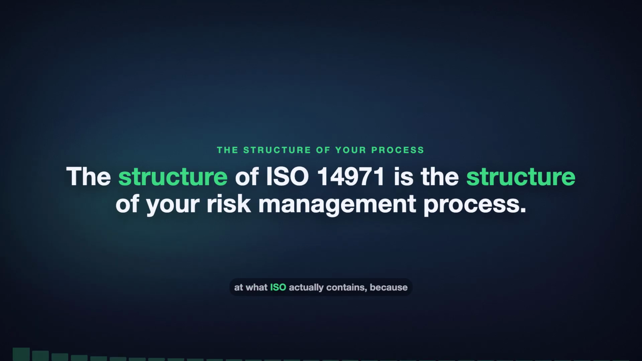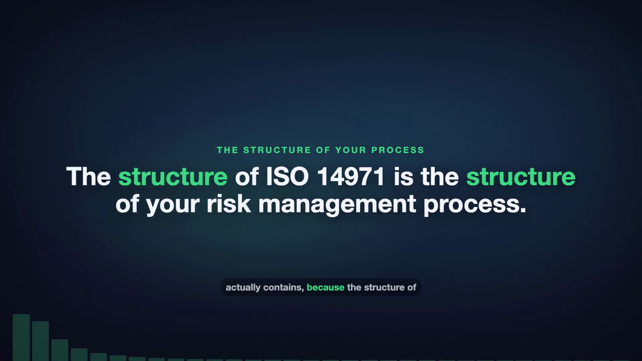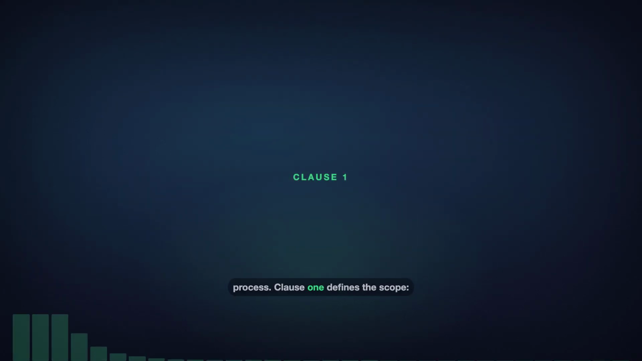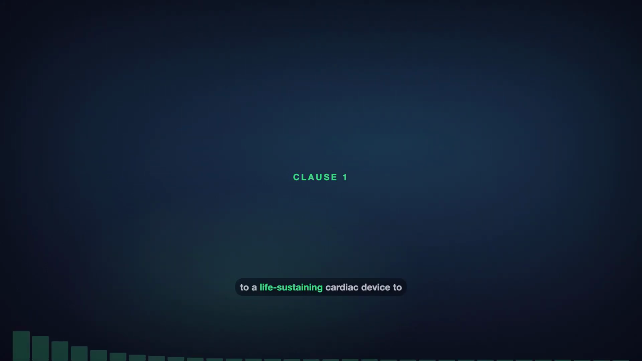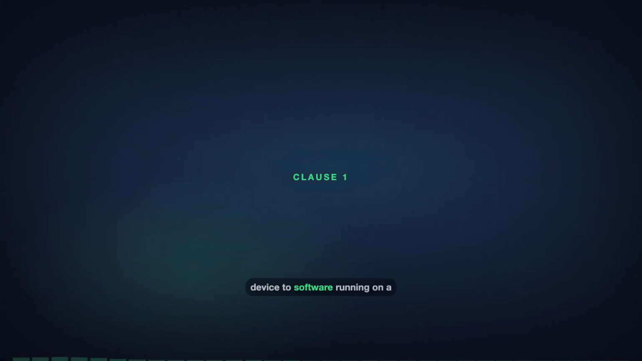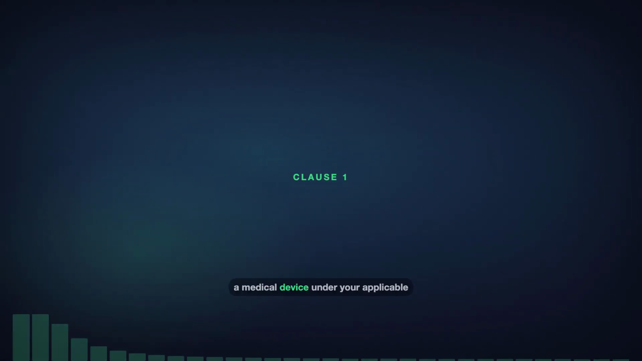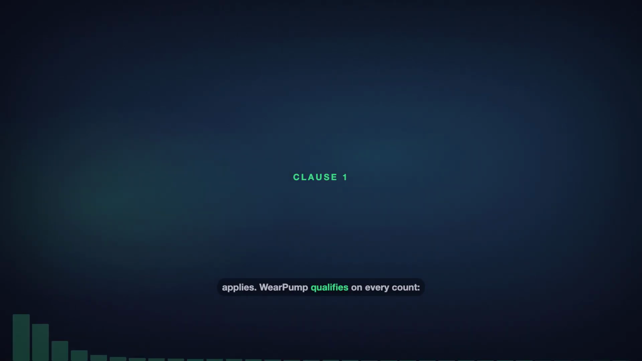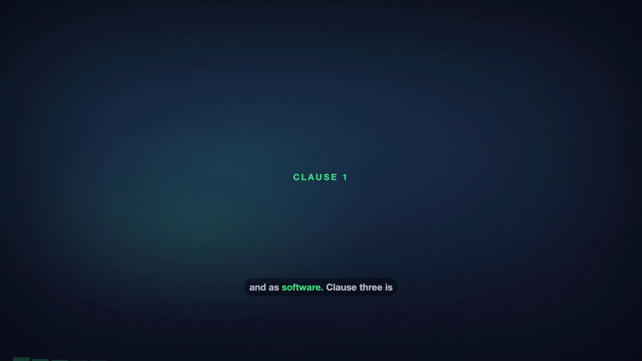Let's look at what the ISO 14971 2019 version actually contains, because the structure of the standard is the structure of your risk management process. Clause 1 defines the scope. Medical devices, all of them, from a simple tongue depressor to a life-sustaining cardiac device to software running on a smartphone. If it's a medical device under your applicable regulatory definition, ISO 14971 applies. WearPump qualifies on every count, as a device, as a drug delivery system, and as software.